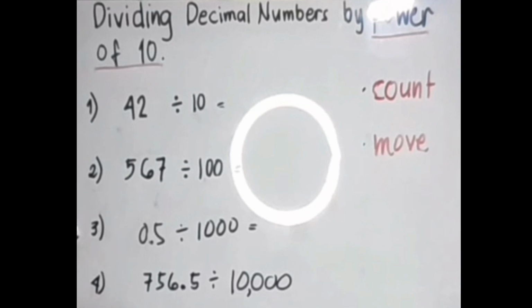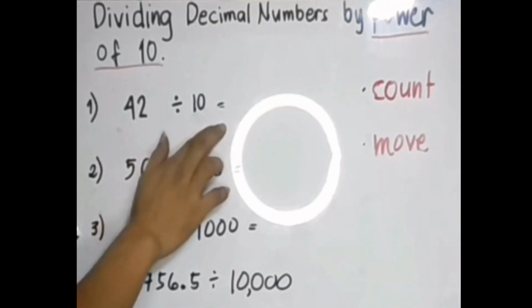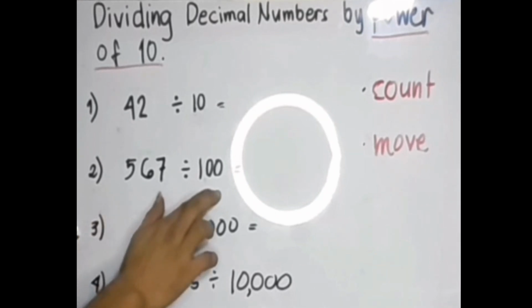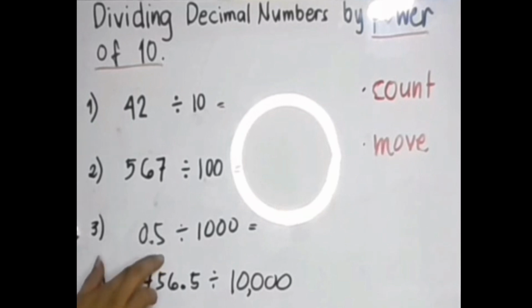So as you see, I have here, for example, number 1, we have 42 divided by 10. Number 2, we have 567 divided by 100. Number 3, we have 5 tenths divided by 1,000. And number 4, we have 756 and 5 tenths divided by 10,000. Again, kung mapapansin nyo, ang ating mga divisor ay 10, 100, 1,000, 10,000. These numbers or our divisor are examples of power of 10 whole number. Ngayon, paano ba tayo mag-divide ng decimal number or whole number by a power of 10?